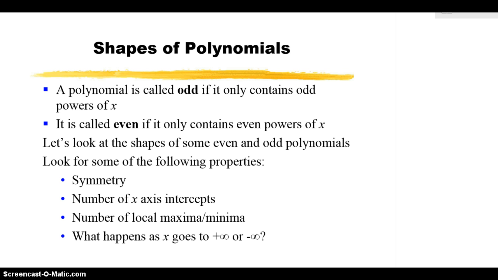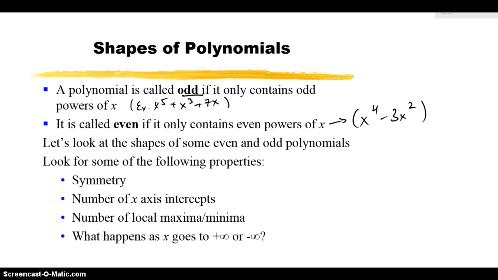Okay, well, polynomials can be further broken into odd or even. So a polynomial is called odd if it only contains odd powers of x. For example, x to the fifth plus x cubed plus 7x. There you go. That's an example of an odd polynomial. And it's called even if it only contains even powers of x, like x to the fourth minus 3x squared. That's an even polynomial.